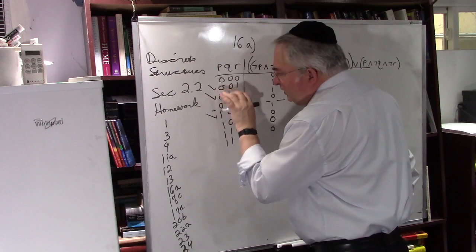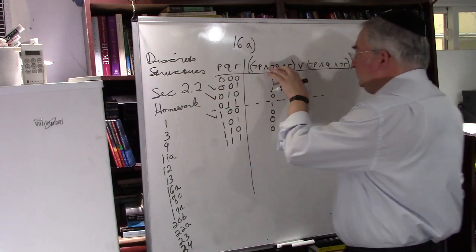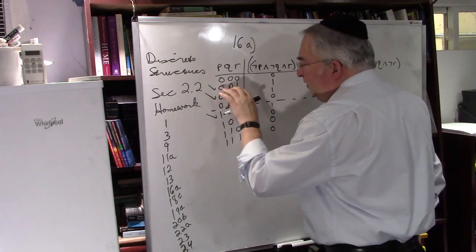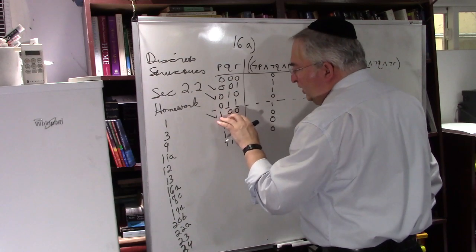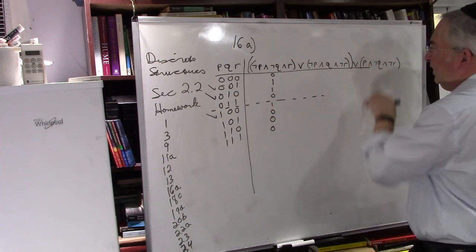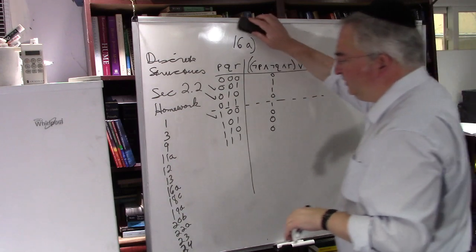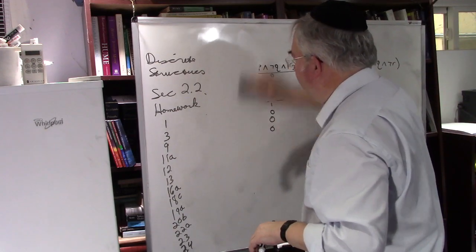You want this and this and this. So that's okay. You want this to be 1, or this to be 1, and this to be 1. Well, that's exactly what you get over here. Okay, so that's 16A. Okay, let's go. Next.